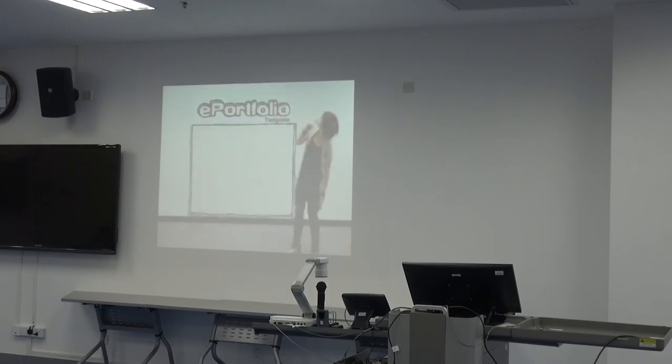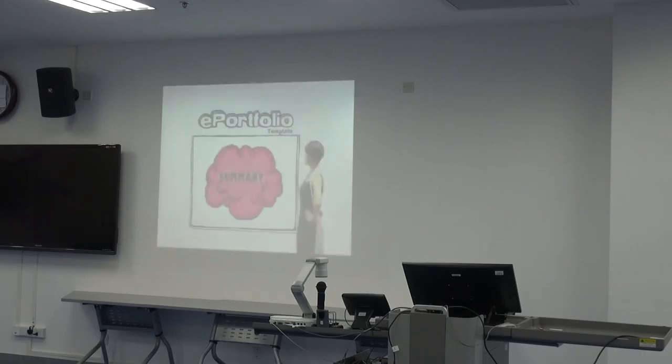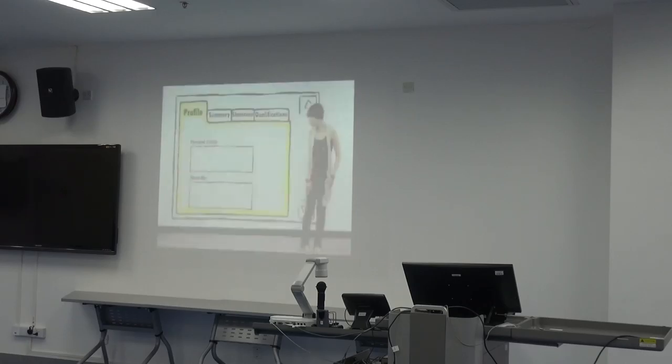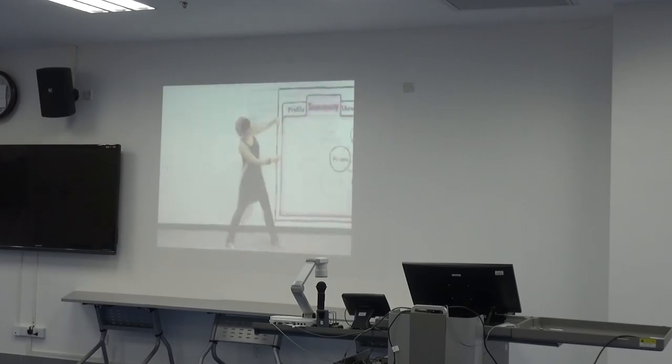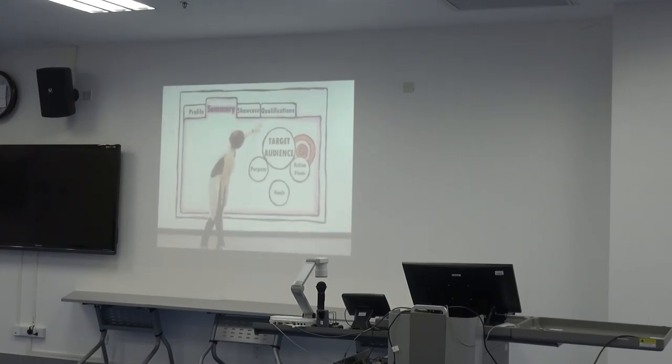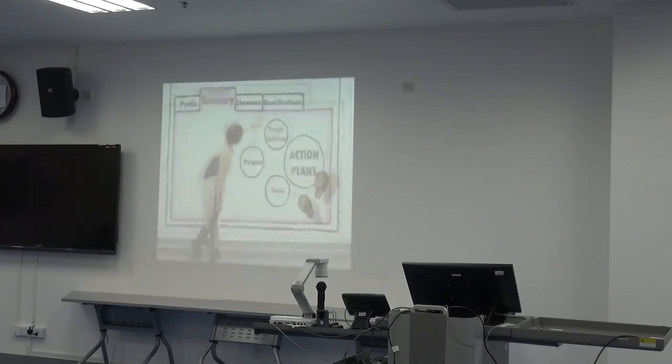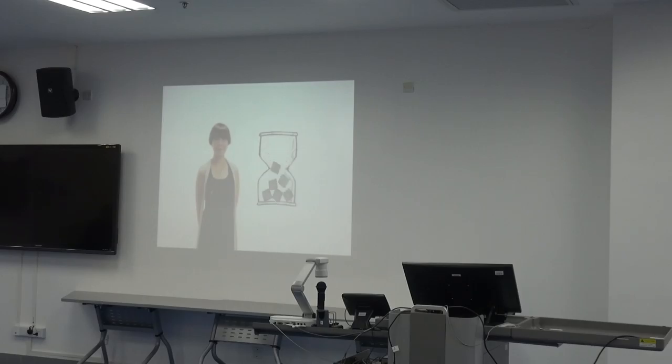The template consists of four sections: profile, summary, showcase, and qualifications. Emily needs to provide her personal details, a short description of herself, her values and beliefs, and interests and hobbies in this section. The profile creates the first impression that Emily's teachers and classmates receive from her. In the summary, Emily will identify the target audience and state the purpose of her e-portfolio and write down her goals and action plans. From time to time, she will come back to this section to summarize her accomplishments.